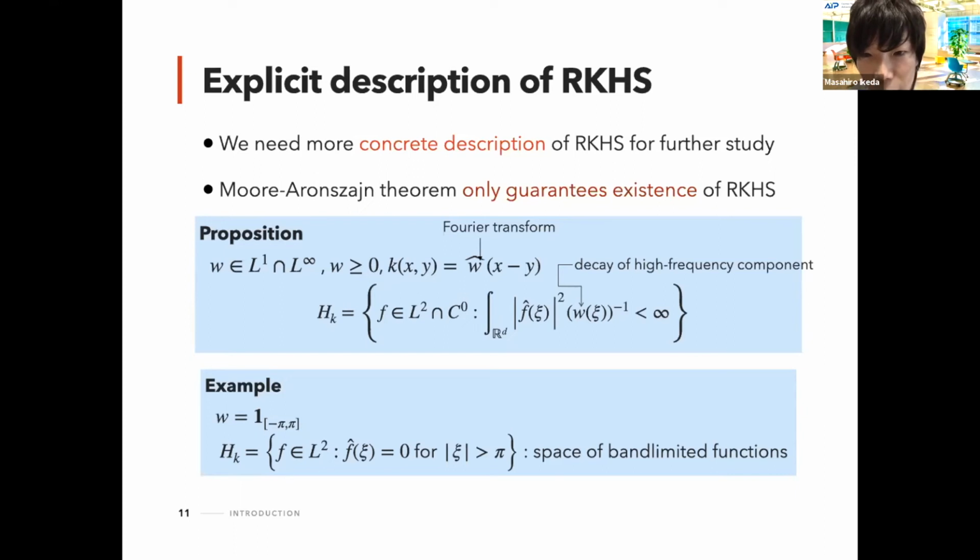So actually, the high frequency component of W decays, so actually, f decays fast. Okay, let me give an example. If W is a characteristic function on minus pi to pi, then H_K can be written more concretely like this. f is in L2, and the Fourier transform of f vanishes outside the support. So this function is often called a band limited function.